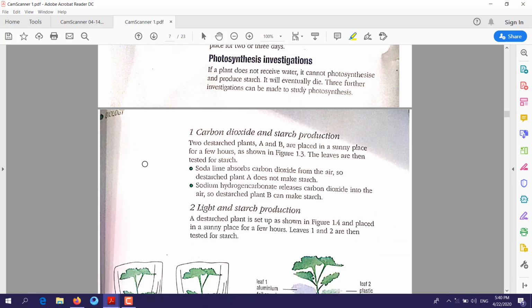Now, photosynthesis investigation. How can we know whether the process of photosynthesis is taking place or not? We can investigate the process of photosynthesis in different ways. For example, the first way is carbon dioxide and starch production.